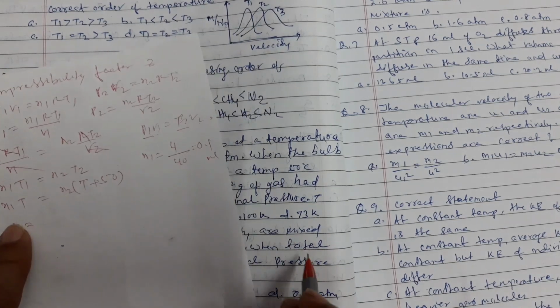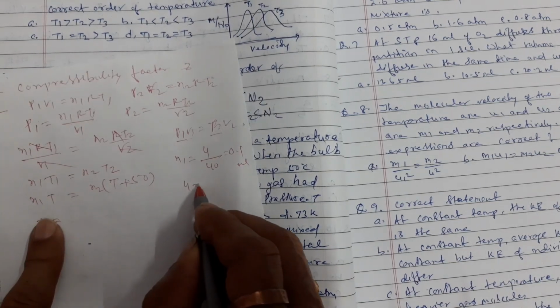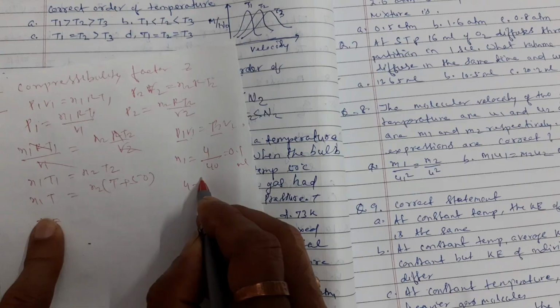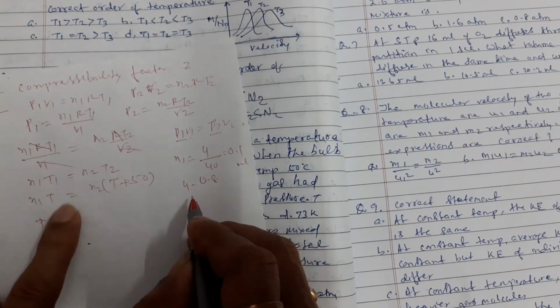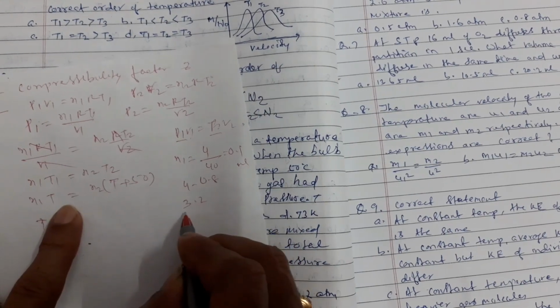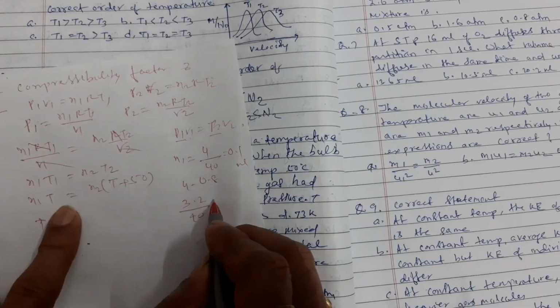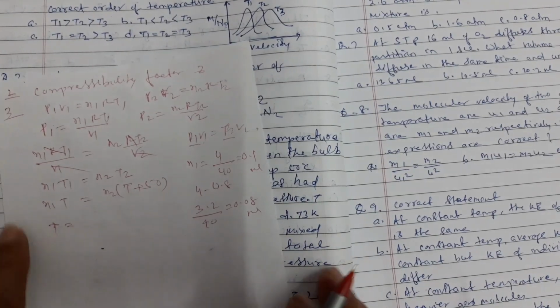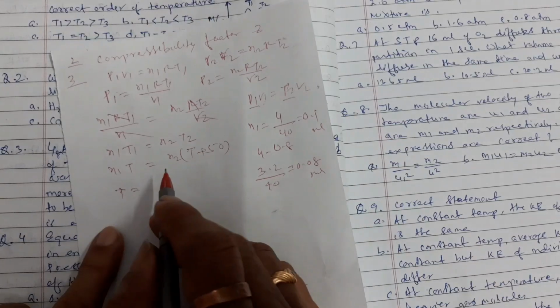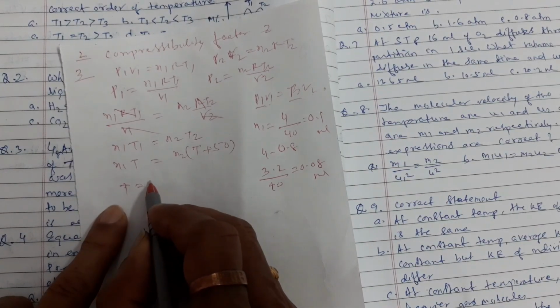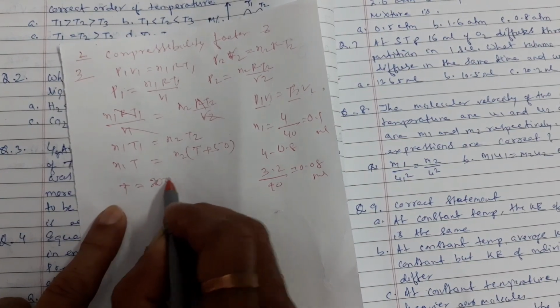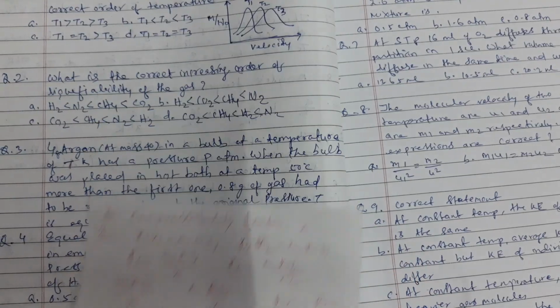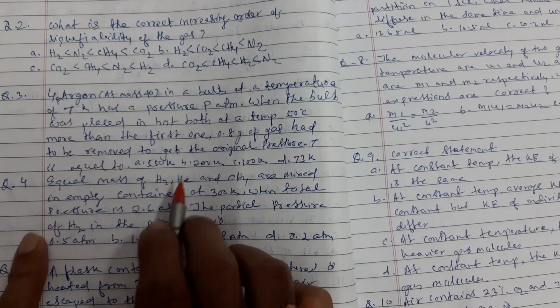For the second case, 4 minus 0.8 is lost, so you will get 3.2 by 40, so you will get 0.08 mole. Putting all these things, N1, N2, T1, T2, you will get T is equal to 200 Kelvin. So out of the choices, B is the correct answer.